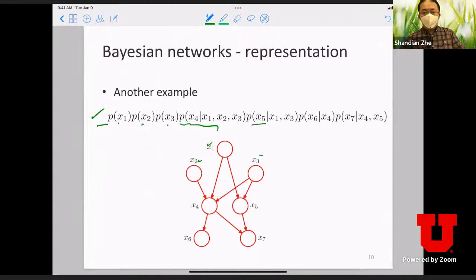Then if you take a look at x5, it is conditioned on x1, x3, so there are incoming edges from x1, x3. Similarly, x6 is conditioned on x4 only, so it has only 1 parent. x7 is conditioned on x4 and x5, so it has 2 parents, x4 and x5. So then we can finish our structure of the Bayesian network representation.